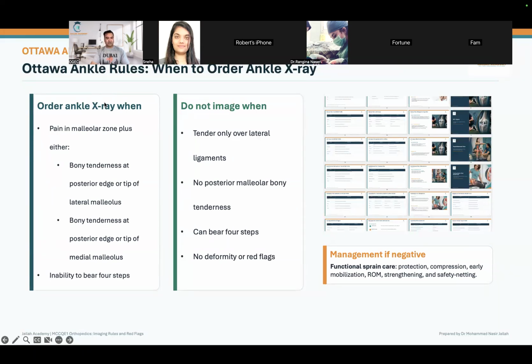Now, Ottawa rules for ankle. The pain in the malleolar zone plus either.